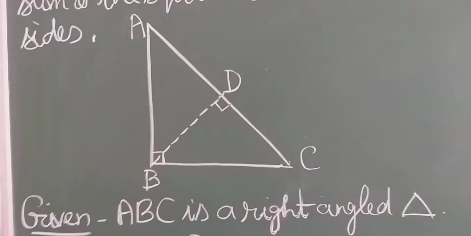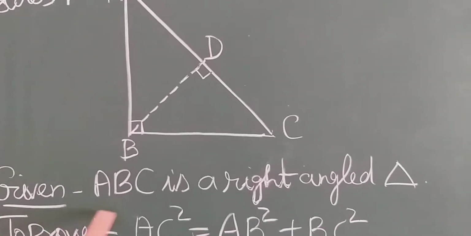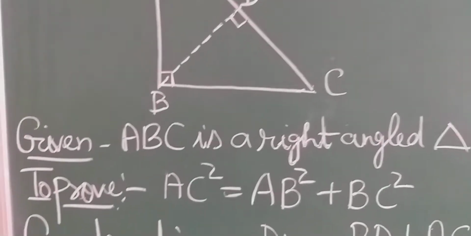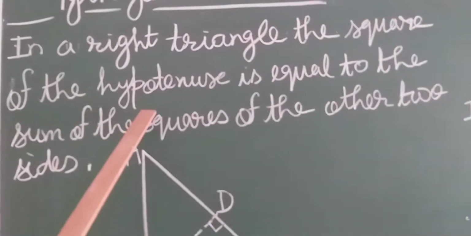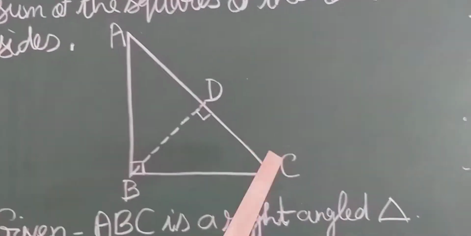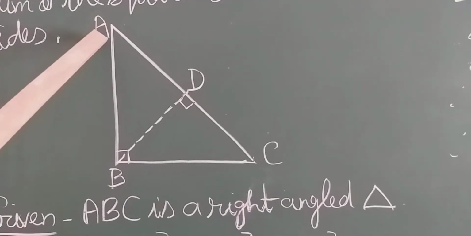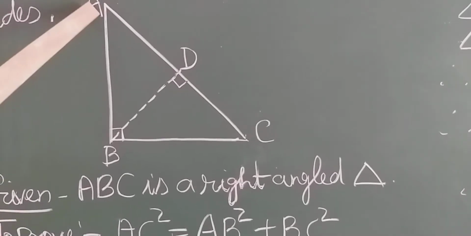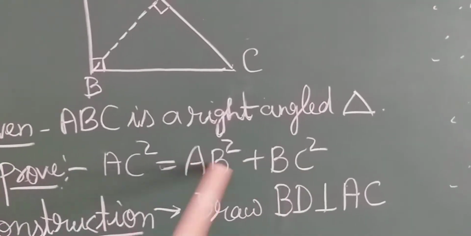Okay, students. So we have to write first, given: ABC is a right angle triangle. Then to prove: the square of hypotenuse, means AC square, is equal to the sum of the squares of the other two sides, students. So AB square plus BC square. This we have to prove.